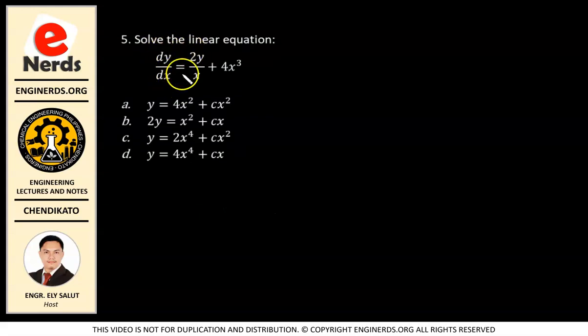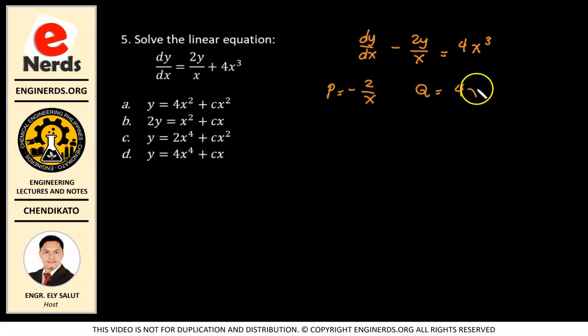So we have dy over dx is equal to 2y over x plus 4x cubed. So first, ang gagawin natin is to arrange muna natin as per our general equation. So we have dy over dx, okay, minus 2y over x is equal to 4x cubed. So now we can identify kung ano yung p, which is negative 2 over x, and our q is equal to 4x cubed. Okay, so let's find our integrating factor, which is e to the integral of p dx.